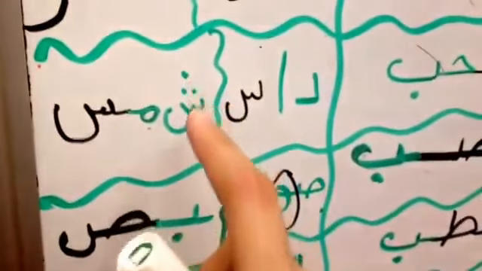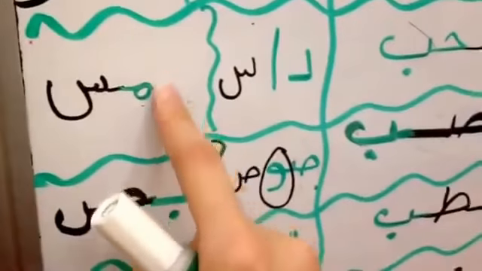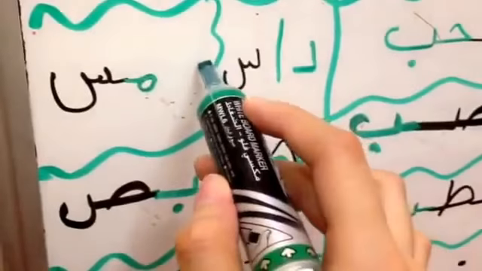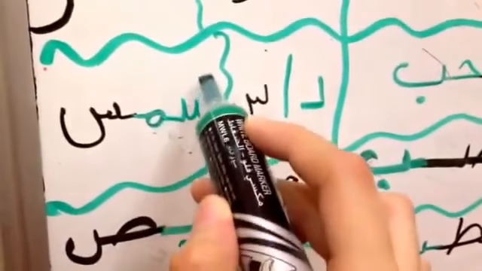Oh yeah, here I forgot to tell you something. I wrote it wrong. It's Sha. Okay, I'm so sorry. Now it's correct.